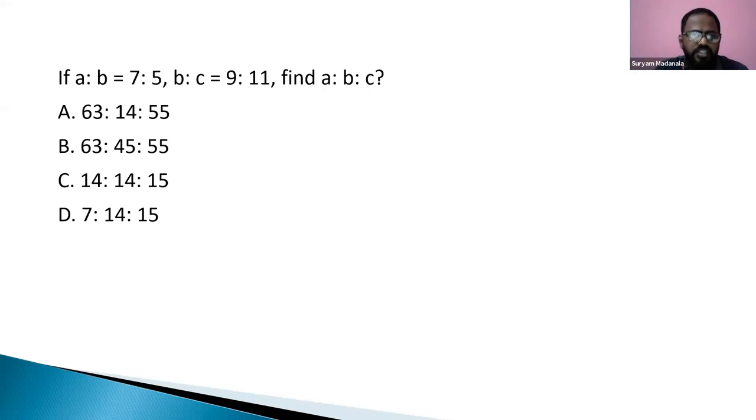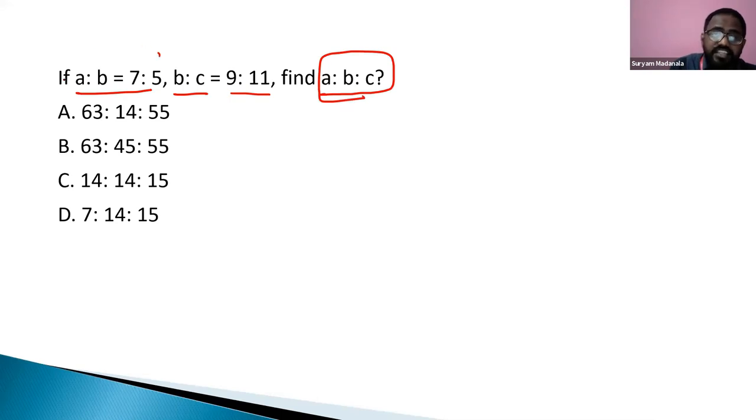Yes, we have got one more now. What is it saying? A:B is 7:5. B:C is 9:11. Now, they need the ratio of all three to be compared together. When we see this, we see only two of them being compared at a time.